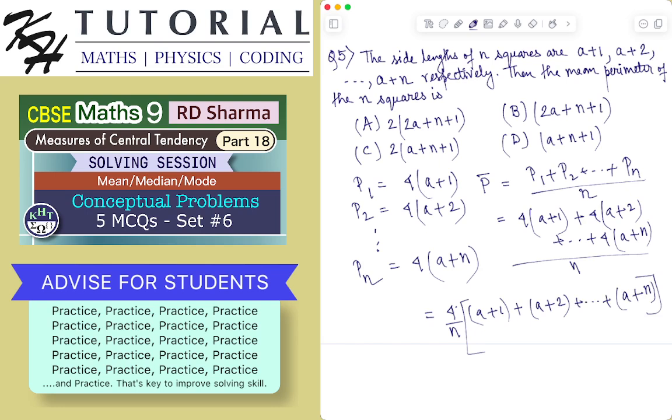Now inside the square bracket, how many a's are there? There are n number of a's as there are n number of squares. So a plus a up to n number of a's will be na, and I have the 1 plus 2 plus 3 up to plus n.